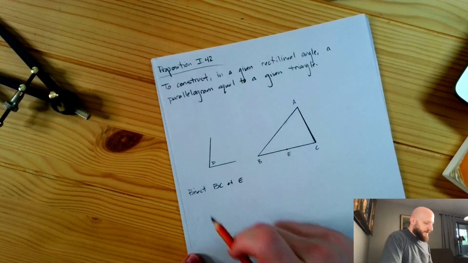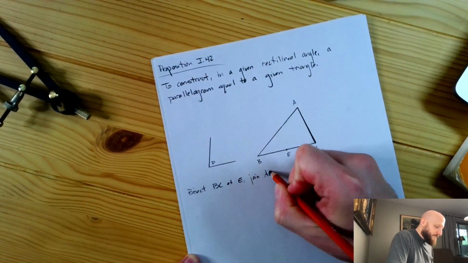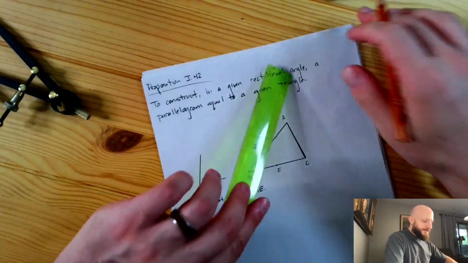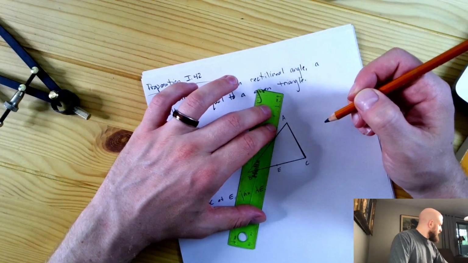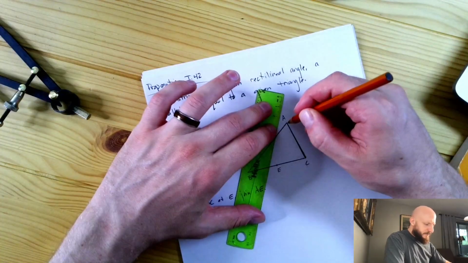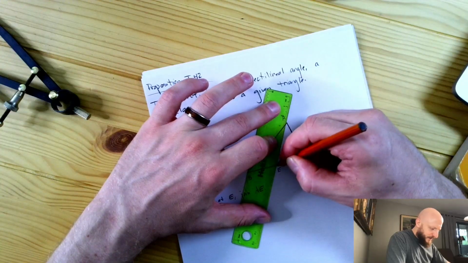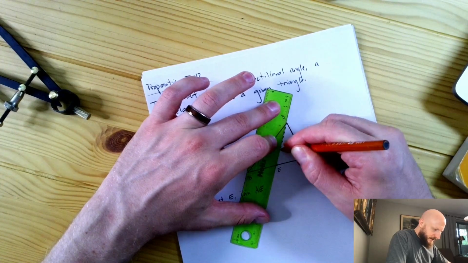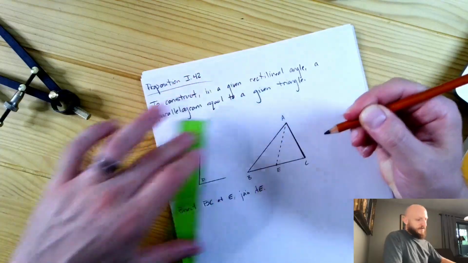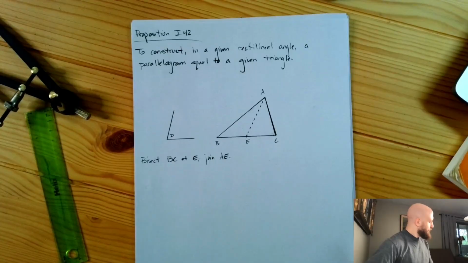All right, so having bisected at E, we'll join AE as the next step. I'm tempted to make this a dotted line because it's not going to end up being part of the final construction, as I recall. We'll see when we get there. Maybe I shoot myself in the foot by doing that. All right, so there is AE. What do we do next?